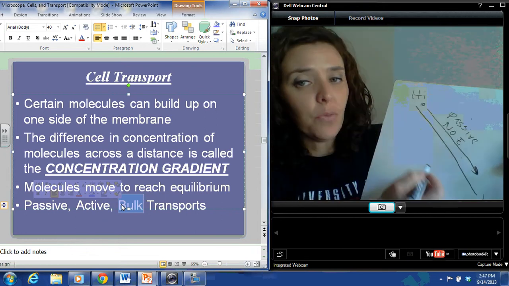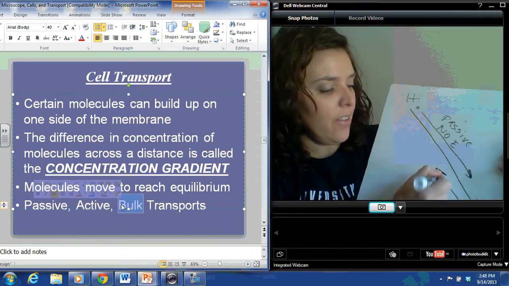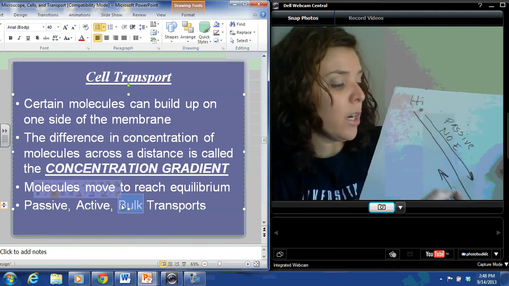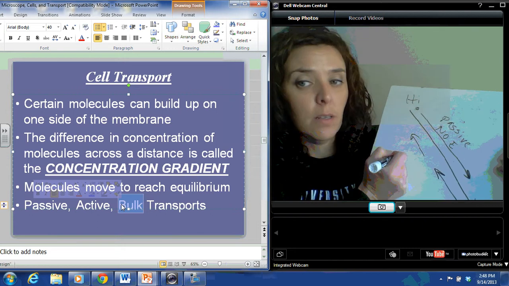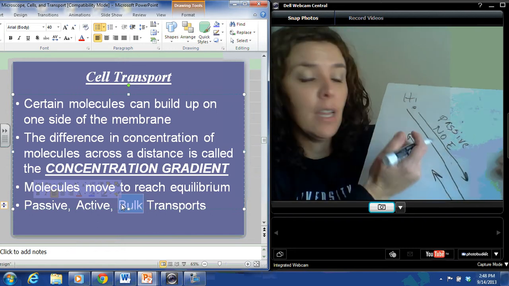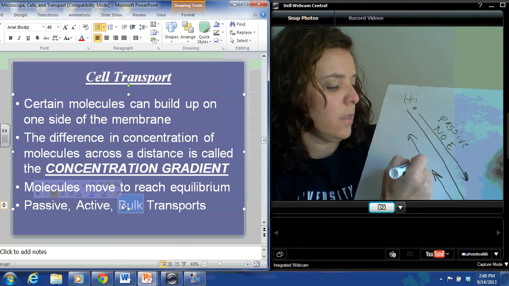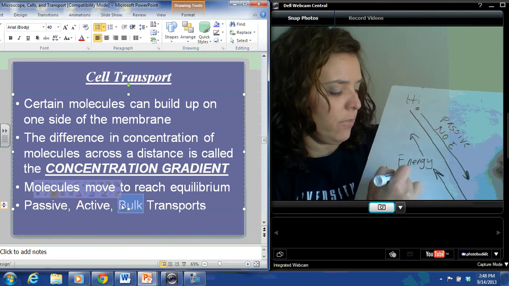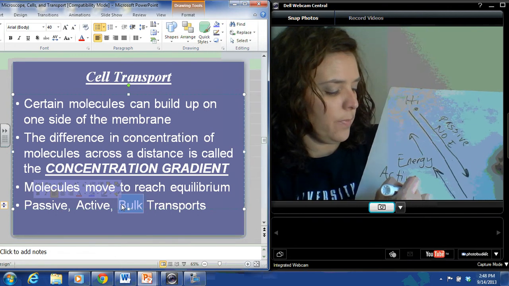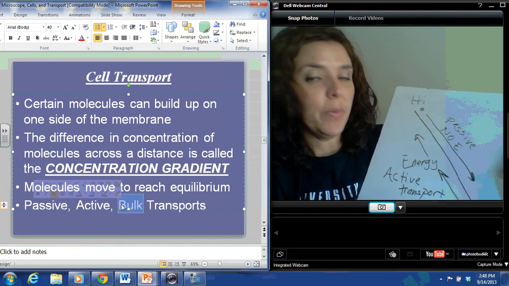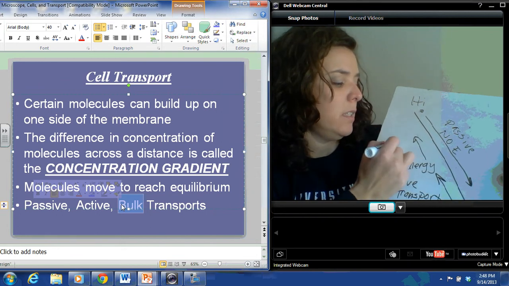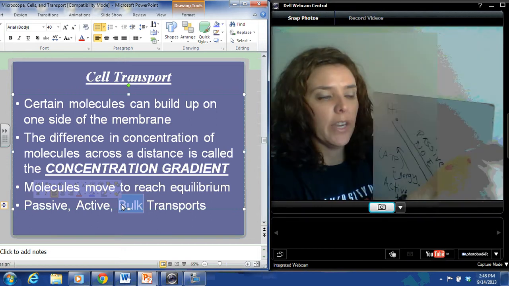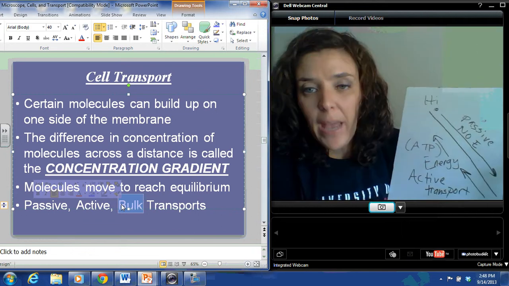Okay, but what if we need to take stuff up that hill? Well, it's not as easy as just pushing it down. You're going to have to really work to get it up that ramp. So what's required to get it up the ramp? Energy. Okay, and if you use energy, that means it is active transport. And hopefully you remember the energy molecule. The energy molecule is ATP. Okay, so that's just a simple diagram to show the difference between passive and active.